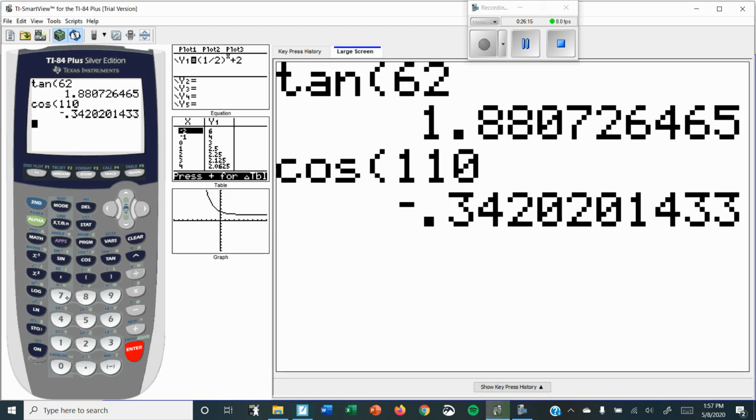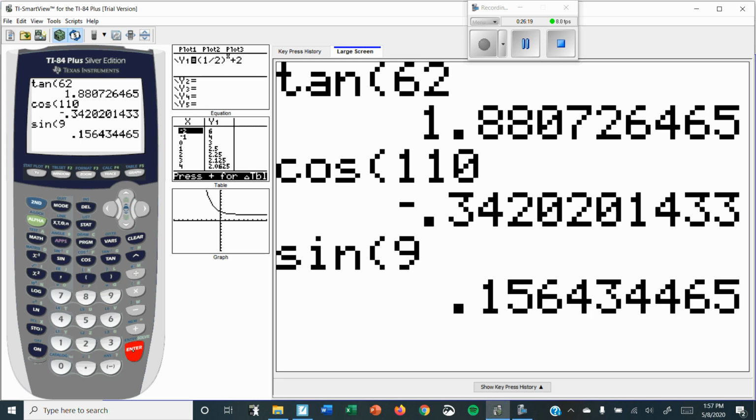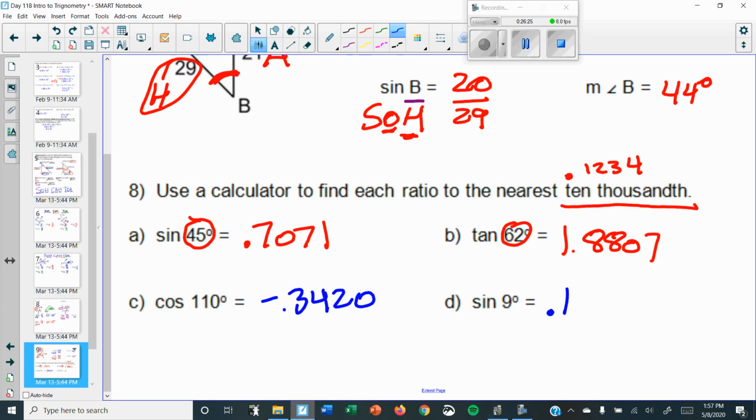Sine of 9 degrees. You get 0.1564, and that 3 doesn't do anything. So 0.1564. Okay?